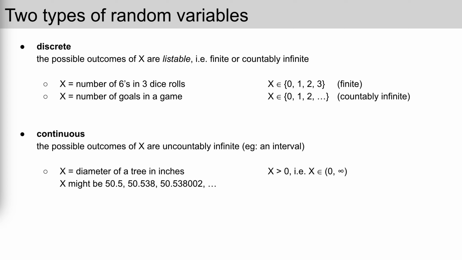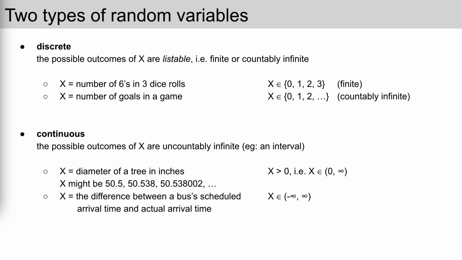Similarly, suppose that X is the difference between a bus's scheduled arrival time and its actual arrival time. Since time can be measured on a continuum of precision, X is continuous. It can technically be anywhere on the real line, between negative infinity and infinity. For example, if the bus arrives exactly when scheduled, X is 0. If the bus arrives late, then X is positive, and if the bus arrives early, then X is negative. And again, technically, there's no bounds on this interval.